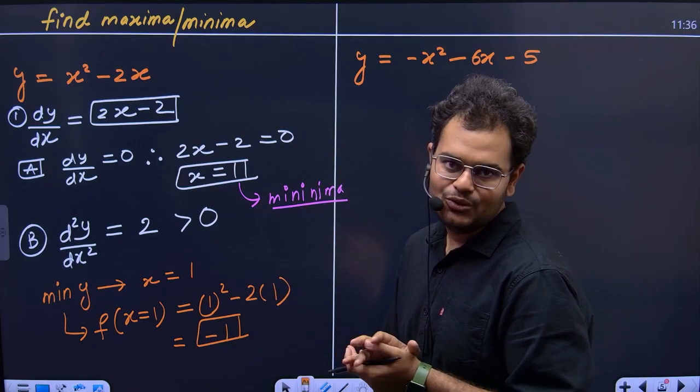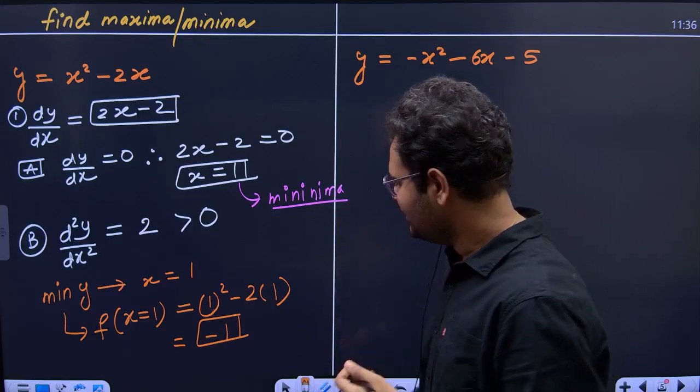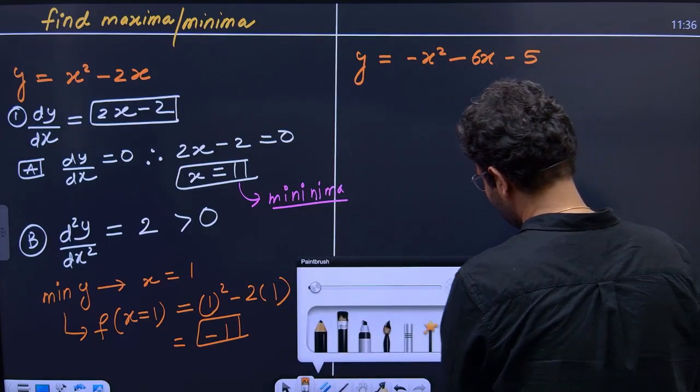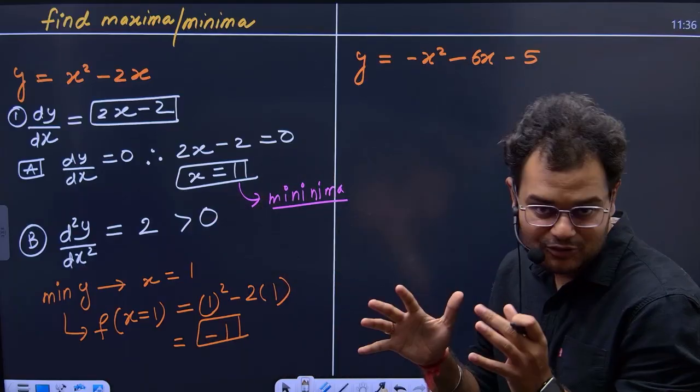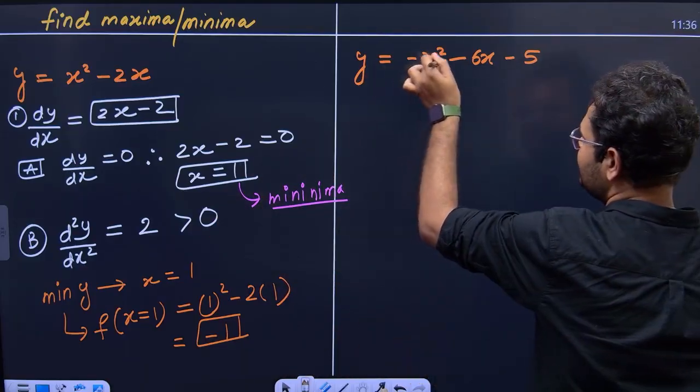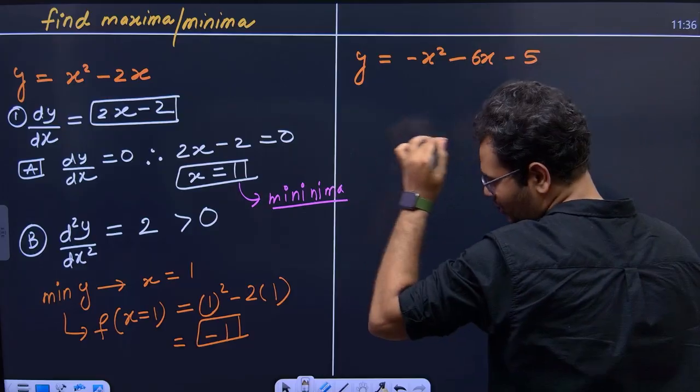At x is equal to 1. Let us quickly solve another question. I hope you are getting confidence and you are able to understand, but we have to solve all questions, okay? y is equal to minus x square minus 6x minus 5. So come on, do it with me.